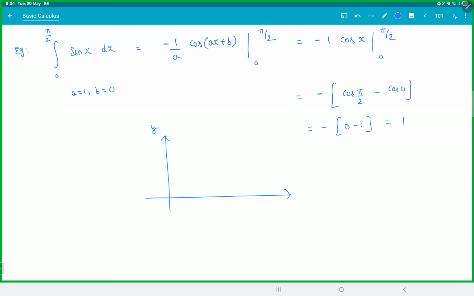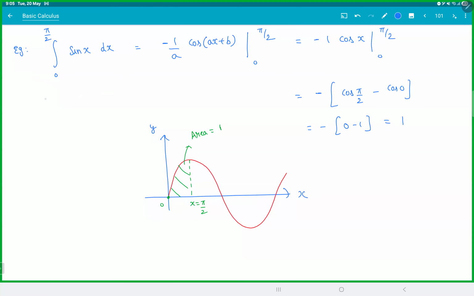If you actually plot this graph, y is equal to sin x. This is how the sine graph looks. At 0, you're here. At 90, this is the peak value. So I'm asking you to find the area under the sine curve from here to here. So this shaded area is 1. Did you see what we found out? You found the area under the sine curve. That is the meaning of this. Under the sine graph, find the area from 0 to 90 degrees. Sure with this?